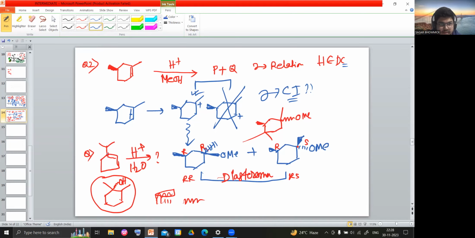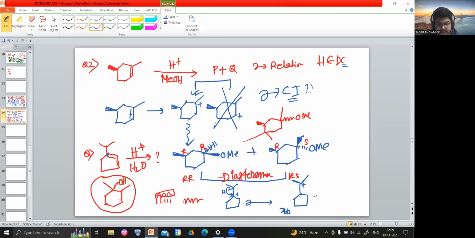First, this center will be positively charged. This one will be more stable. Another one we have to neglect. Now this can undergo rearrangement. How? This is a 3-degree carbocation, but 2 plus 2 plus 1, 5 hyperconjugative structures. If we perform this hydride shift, then we will get this carbocation. This is also 3 degree, 3 plus 3 plus 1, 7 hyperconjugative structures.